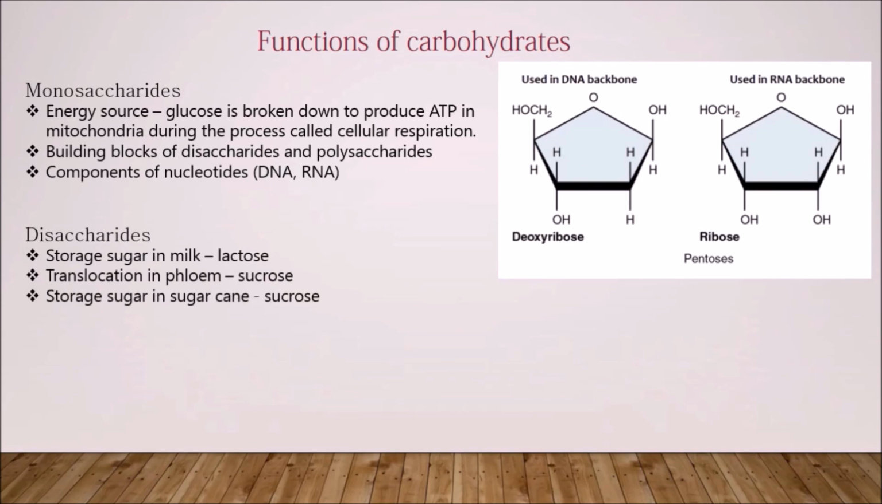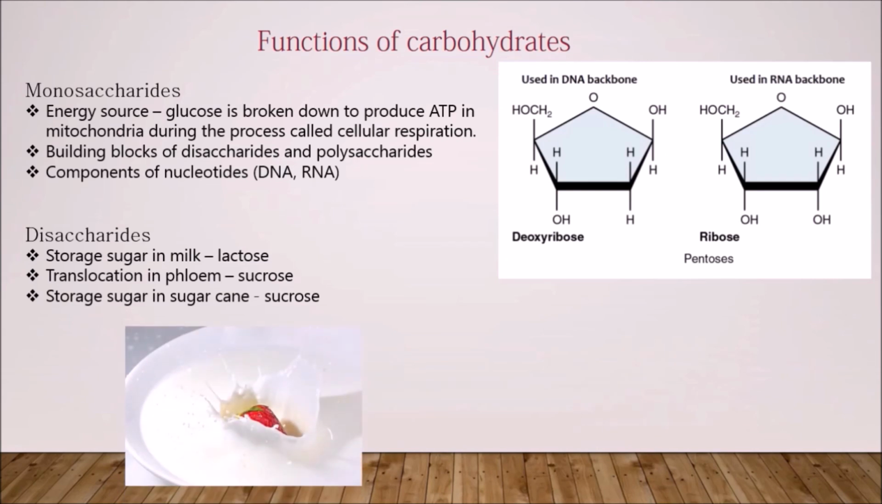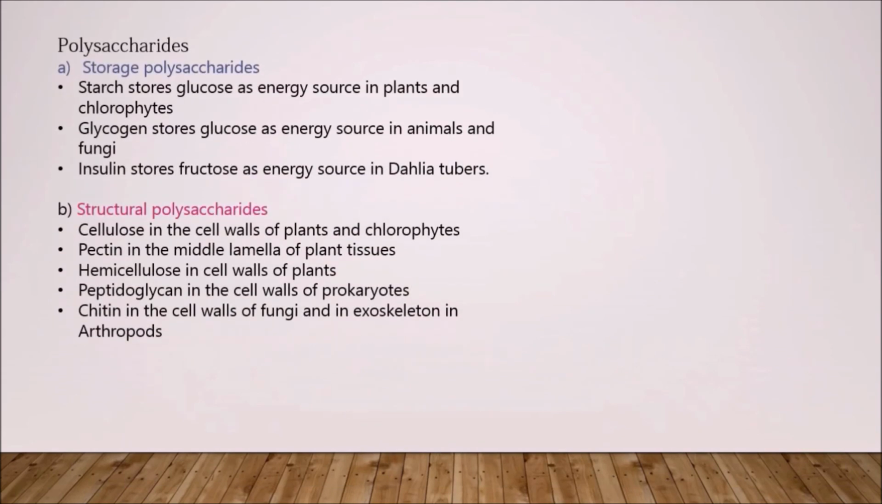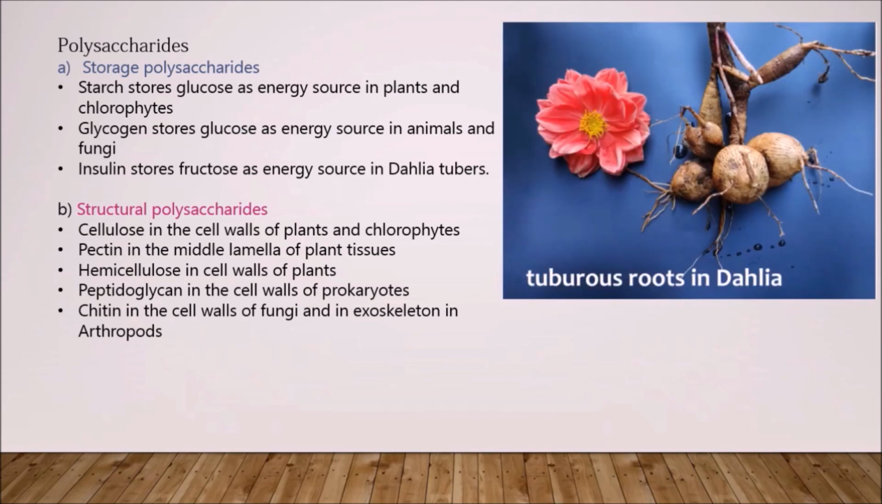Disaccharides. The storage sugar in milk, that is lactose. Translocation in phloem, sucrose. The storage sugar in sugar cane, that is sucrose. Polysaccharides. First one, storage polysaccharides. Starch stores glucose as an energy source in plants and chlorophytes. Glycogen stores glucose as an energy source in animals and fungi. Inulin stores fructose as an energy source in dahlia tubers.